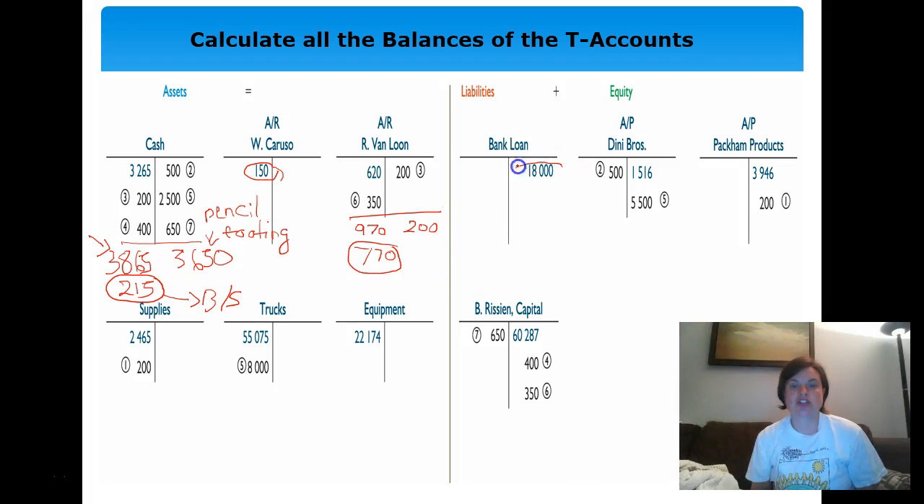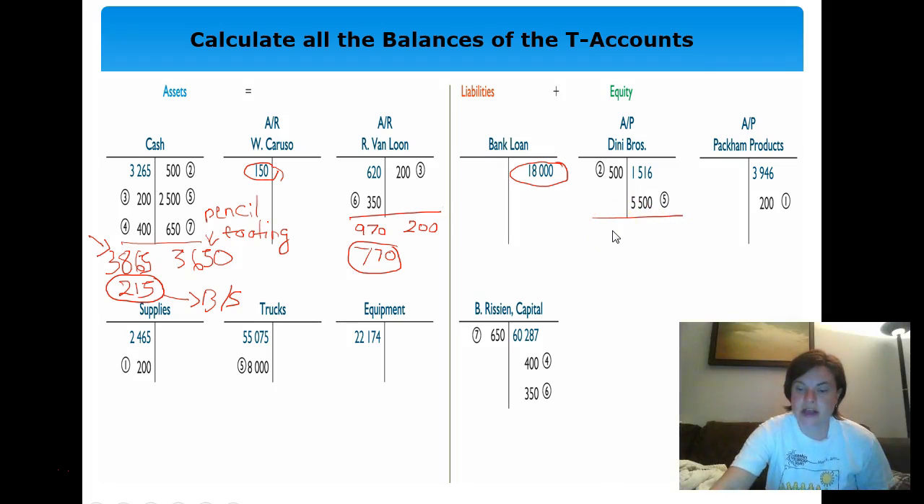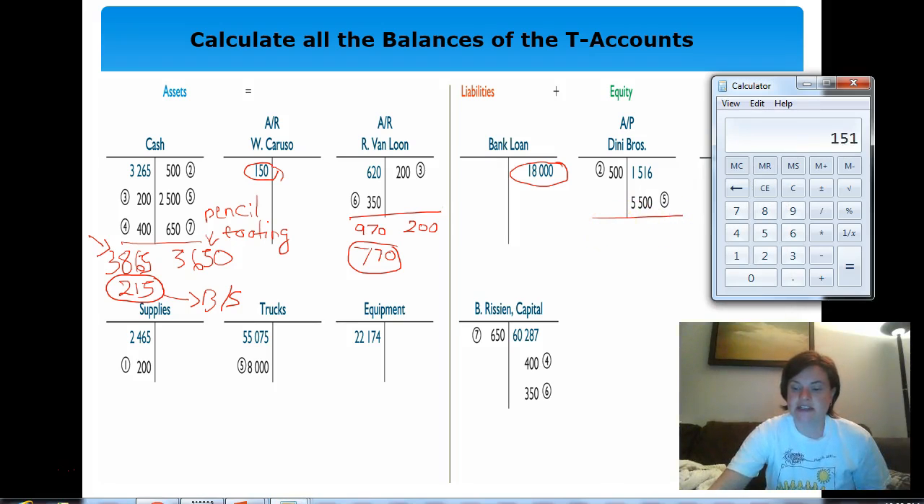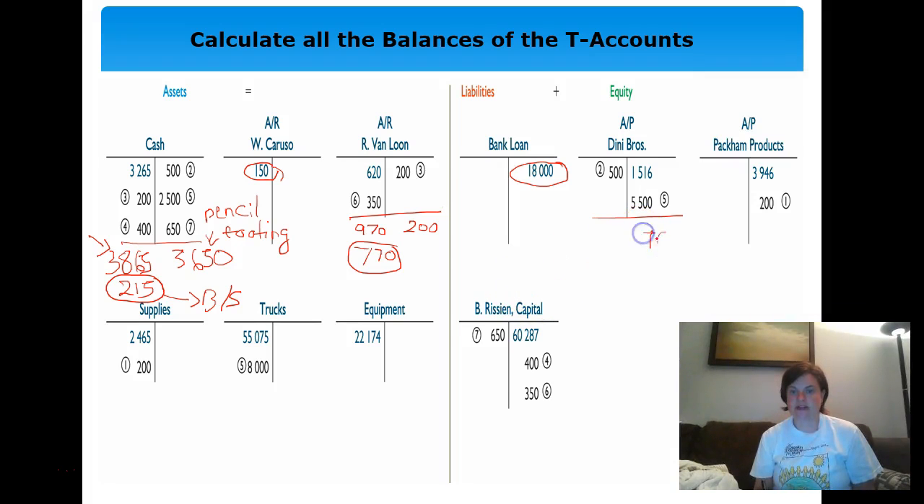The bank loan hasn't changed at all, so that's a final total. On this one here, we'll do a calculation again. So we'll take 1516 plus 5500, and that equals $7,016 on this side. And we have 500 here. We don't have anything to add to it. And so then we take 7,016 minus 500, which is $6,516. And again, I circle it.